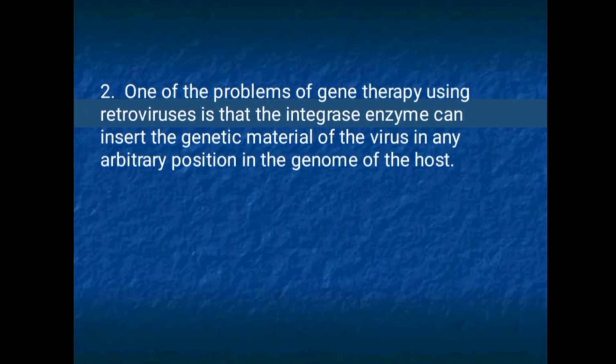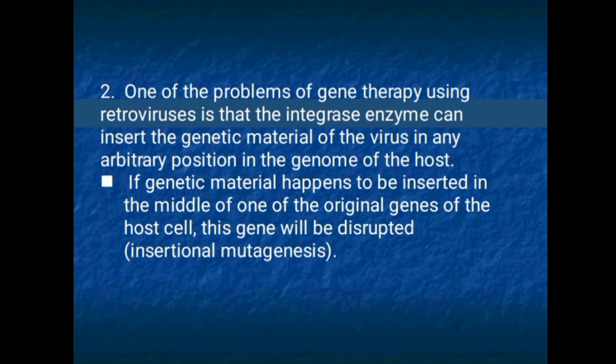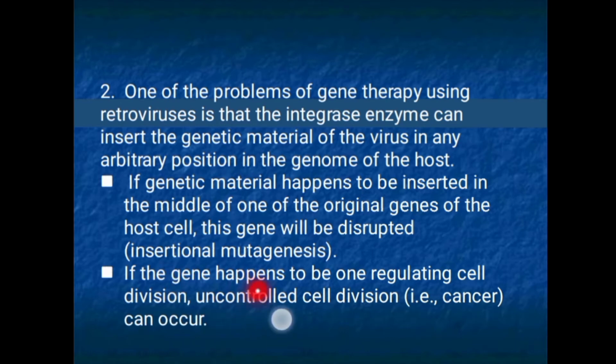The second problem with using retrovirus is that the integrase enzyme can insert the genetic material of the virus in any arbitrary position in the genome of the host. It can occur in two ways. If genetic material happens to be inserted in the middle of one of the original genes of the host cell, this gene will be disrupted and insertional mutagenesis occurs. Second, if the gene happens to be one regulating cell division, uncontrolled cell division can occur.